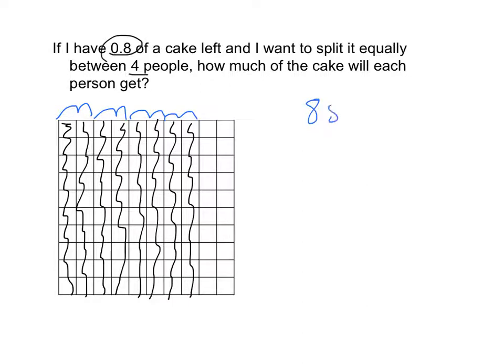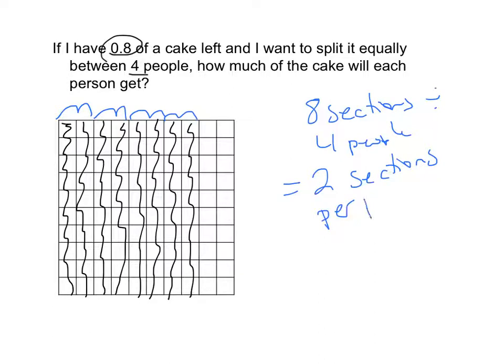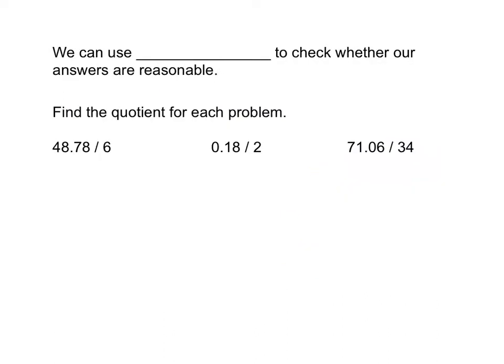So I'd have the 8 sections divided by 4 people, which means it's 2 sections per person, and since each section is worth 1/10, each person would get 2/10 of the cake. And the nice thing to remember is that we can always use estimation to check if our answers are reasonable.